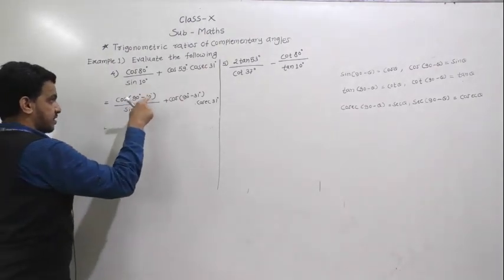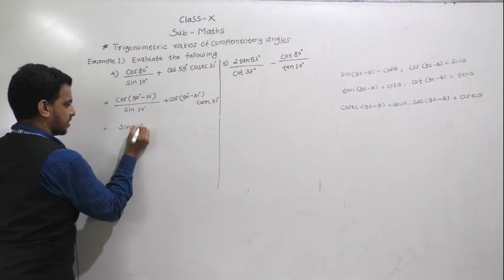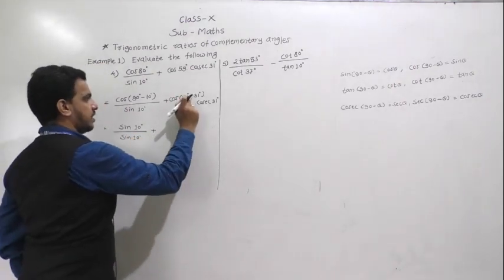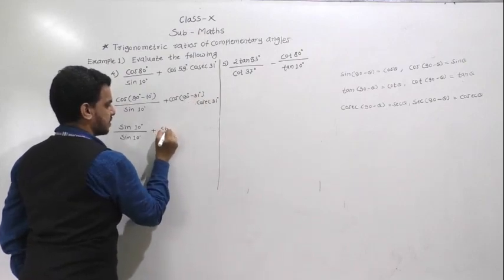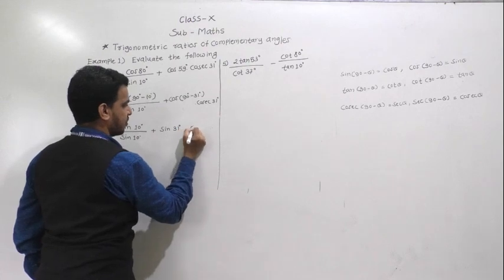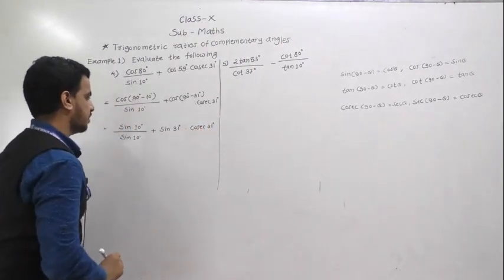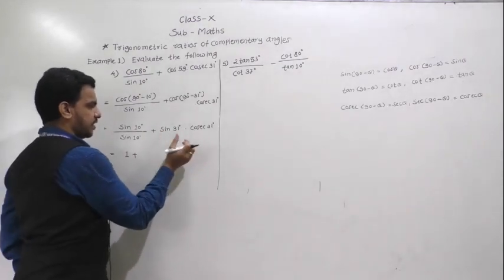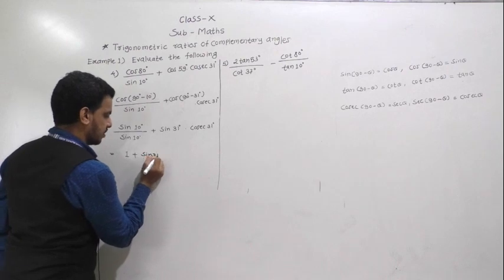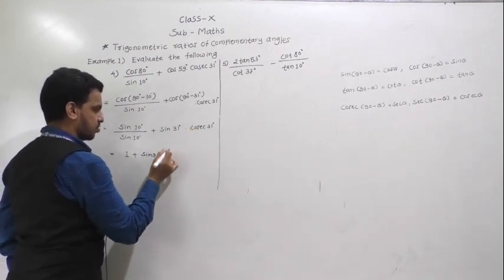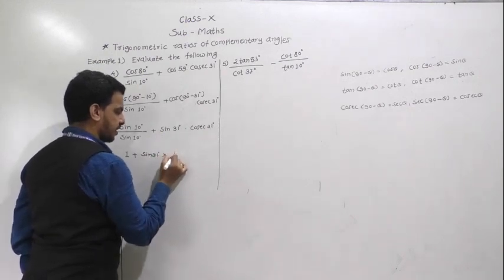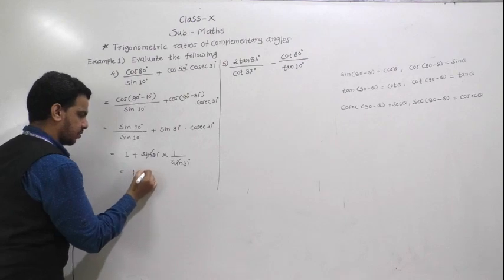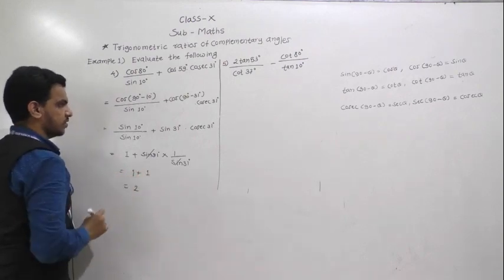Next step, cos 90 minus theta is sin theta, so sin 10 degree upon sin 10 degree as it is, plus cos 90 minus theta is sin theta, so sin 31 degree into cosec 31 degree. Now here sin 10 divided by sin 10, this answer is 1, plus sin 31 degree into cosec 31 degree. We know that sin and cosec are reciprocals of each other, so sin 31 degree into cosec 31 degree we can write as sin 31 degree times 1 upon sin 31 degree. So this will get cancelled, so what remains is 1 plus 1, that is equal to 2.